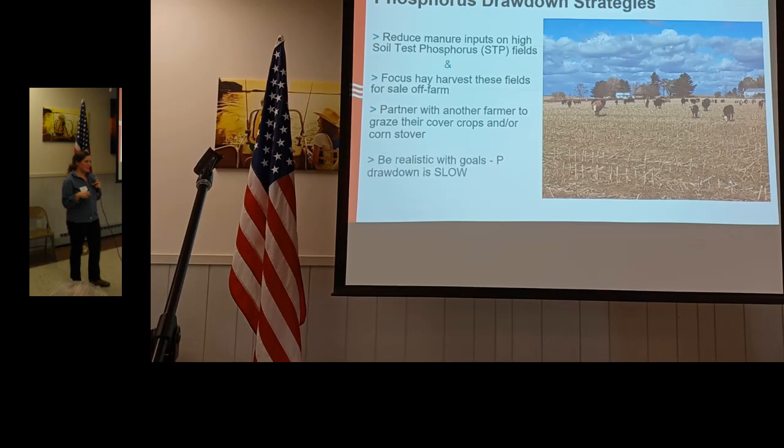But it is important to be realistic with this because phosphorus drawdown, because of those pools we were talking about earlier, is really, really slow. So even if you want to draw down your soils, it might take a really long time. For example, a typical corn crop is only taking out about 3 to 5 parts per million of phosphorus per year.